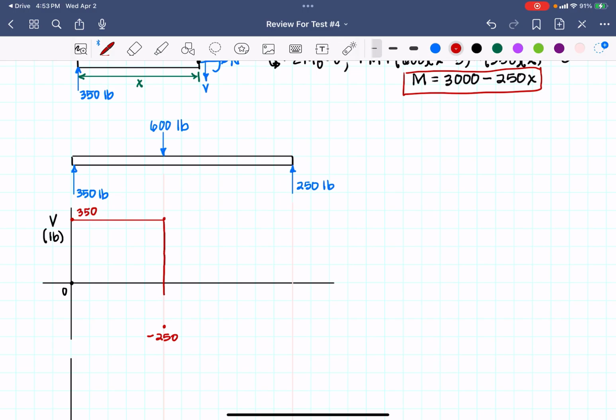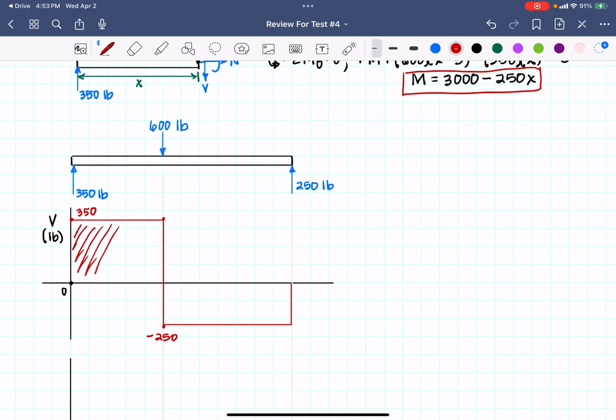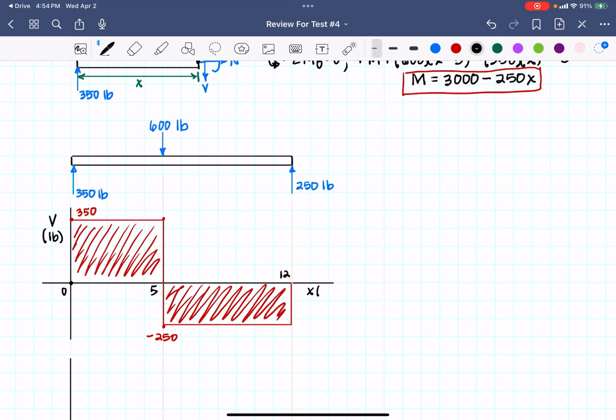And it is going to stay there. So we're going to go down here where we go minus 600, because 350 minus 600 gives negative 250. And then we're going to go back up because we got the 250 up at the end to 0. So that is my shear diagram. Remember, we shade in from the axis. I'm going to label my points. This is at 5 feet, and this is at 12 feet. And this axis is x in feet.